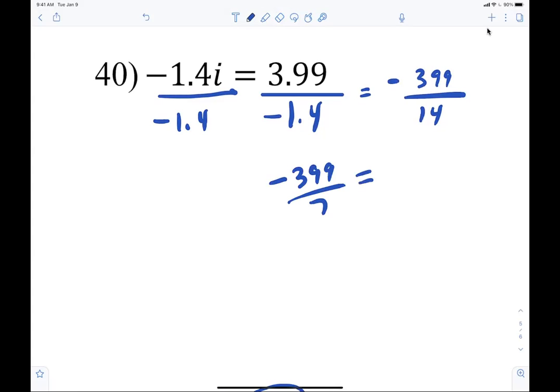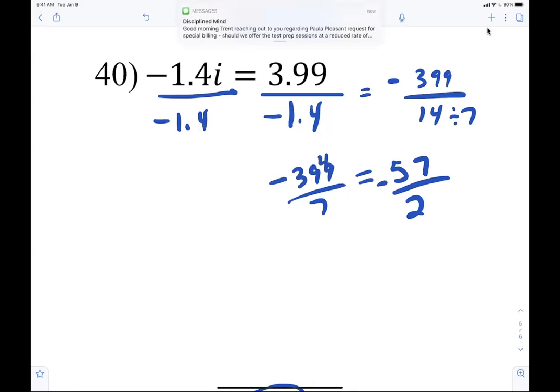How many times does 7 go into 39? 5 times. That's 35. So that gives me 4 left over. So I put the 4 in the corner. Now it's just 7 goes into 49, right? 7 goes into 49 7 times. And then divide 14 by 7. 2. Negative 57 over 2. That's the best answer. Okay, that's what I would like everybody to be able to do.